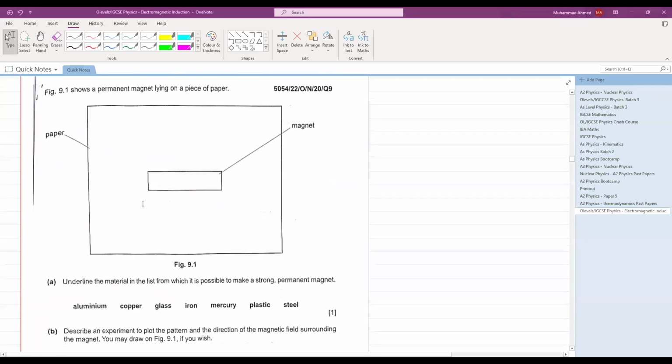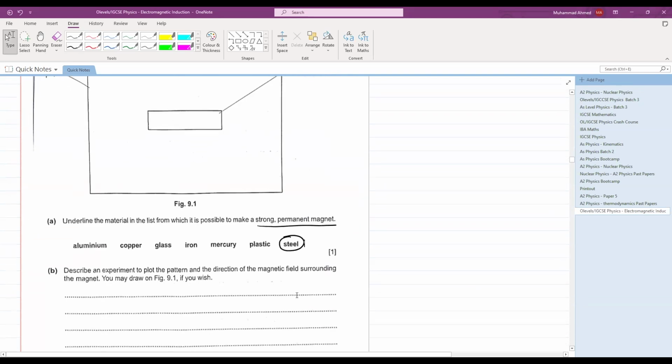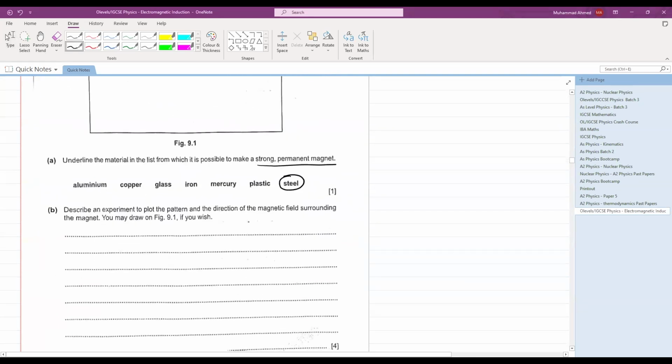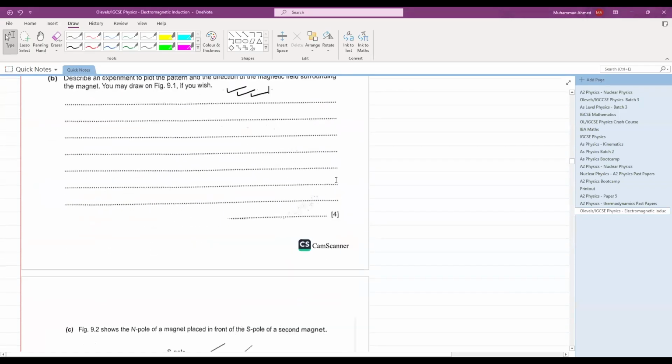Figure 9.1 shows a permanent magnet lying on a piece of paper. Underline the material in the list from which it is possible to make a strong permanent magnet. It is possible to make a strong permanent magnet from steel. Describe an experiment to plot the pattern. We have already done this in a previous question.